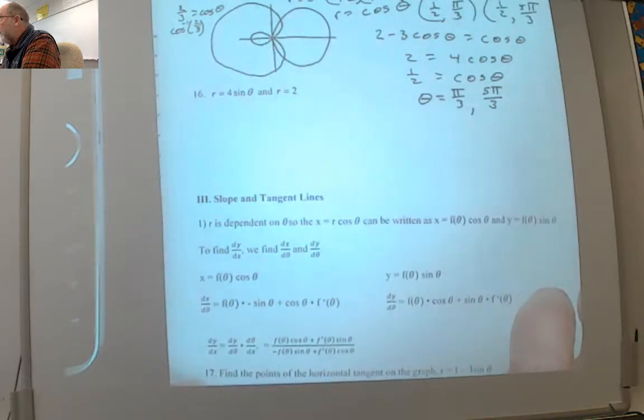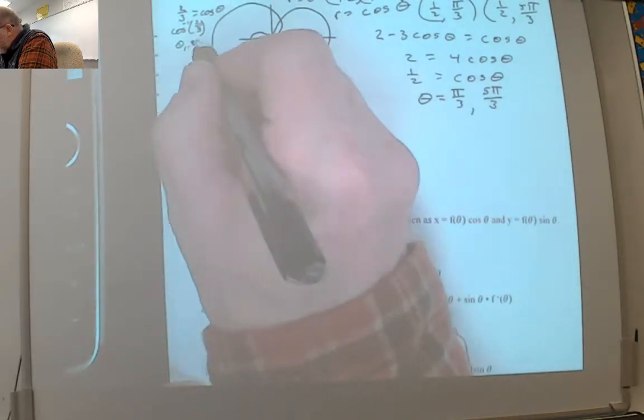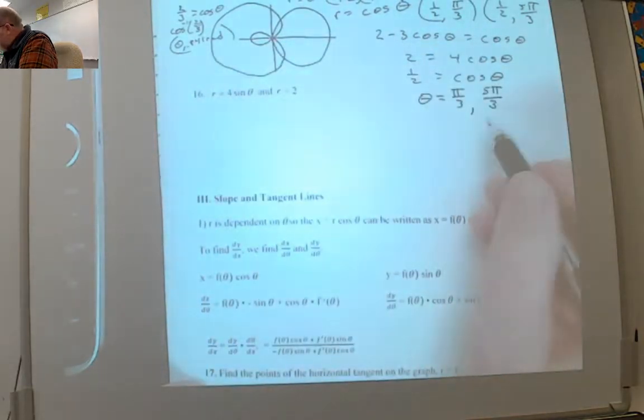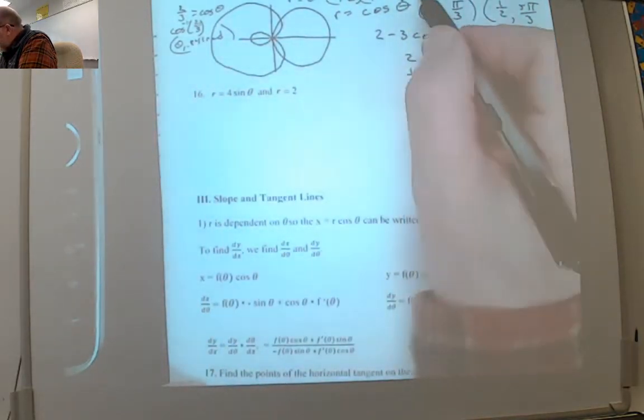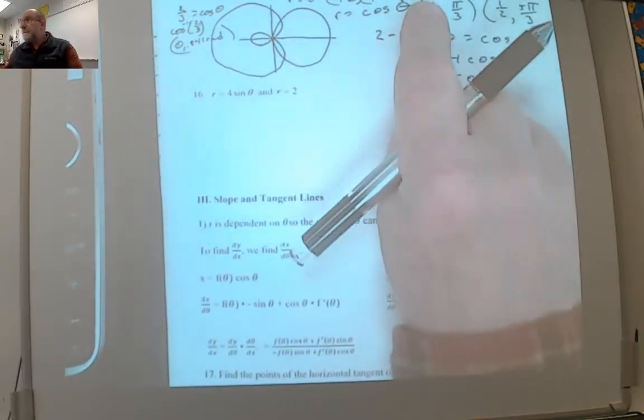Did anybody else get that? Did you? What'd you get? I got 0.841 radians. Did other people get that? So 0, 0.841 radians. So I can say that they meet at the pole at 0, 0. I can give it any name I want. I might as well give it the simplest name.